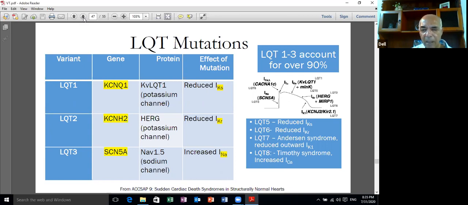We have other long QT syndromes. Prominent among them is Andersen-Tawil syndrome, long QT7, characterized by periodic paralysis and dysmorphic features, and the Timothy syndrome, long QT8, which is associated with syndactyly and learning difficulty.